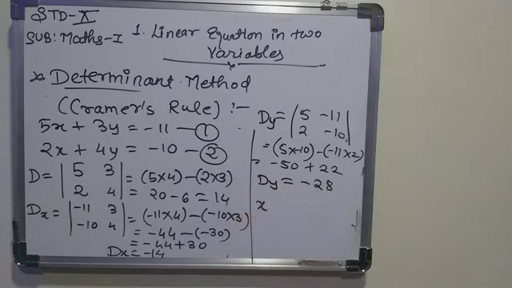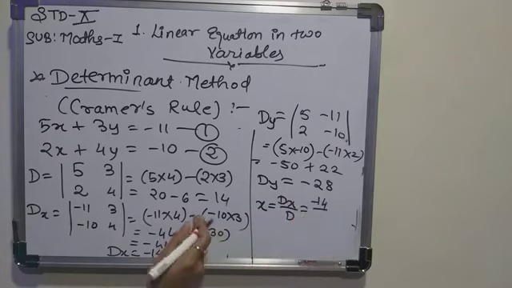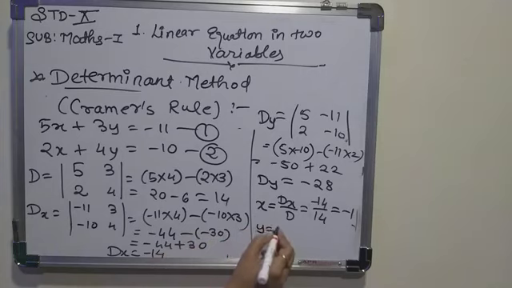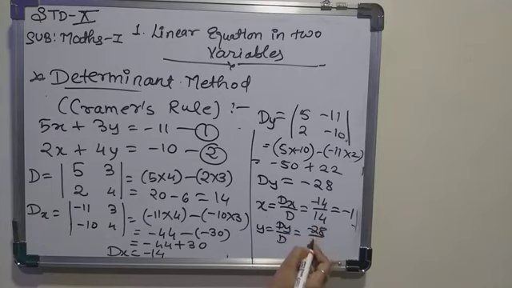Now you have to find the values of x and y. So what is the formula for x? It's your Dx upon D. So you are going to write minus 14 upon, what is the value of D? It is 14. So your x value is minus 1. Right? And for y, Dy upon D, which is equal to minus 28 upon 14, which is equal to minus 2. So what is the solution? The solution is minus 1 and minus 2. I hope you understand this Cramer's rule. Let's solve the remaining questions in the next video.